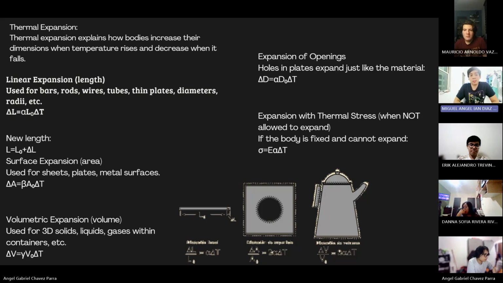It is a specific property of each material that indicates how much it expands per degree of temperature. L0, initial length of the object. Delta T, variation in temperature, which is calculated by subtracting the initial temperature from the final temperature: T final minus T initial. Okay, the new length: L is the final length of the object, L0 is the initial length of the object, and delta L is the change in length, that is the variation in length.